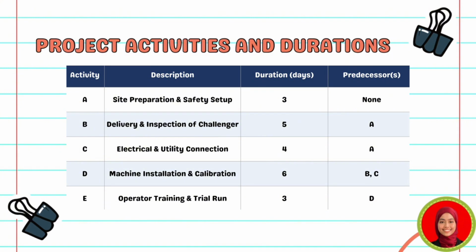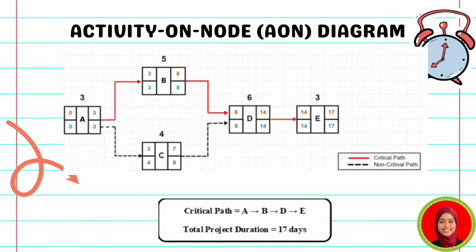Activity D is mission installation and celebration, which takes 6 days and can only begin after both B and C are completed. Finally, Activity E is operator training and trial run, which takes 3 days and follows Activity D. Using the activity data, we constructed the activity on node network diagram. The diagram clearly shows the sequence and dependencies of all 5 activities.